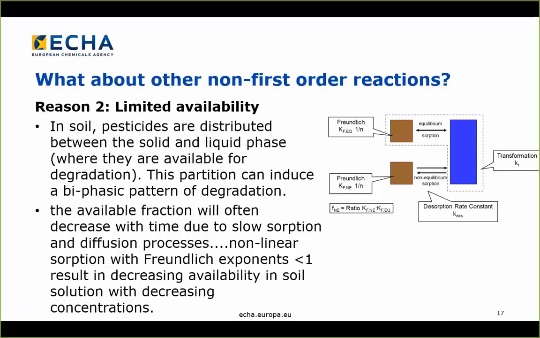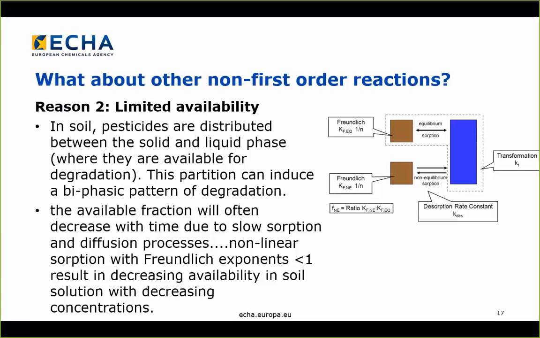So the available fraction in the liquid phase will decrease over time due to slow absorption and diffusion processes, and also because of nonlinear absorption. So when your Freundlich exponent, your 1/n value, is less than 1, it results in decreasing availability in the soil pore water with decreasing concentrations. So for many biocides, absorption is not linear; it's non-linear, which means as it degrades, the available fraction in the liquid phase decreases.